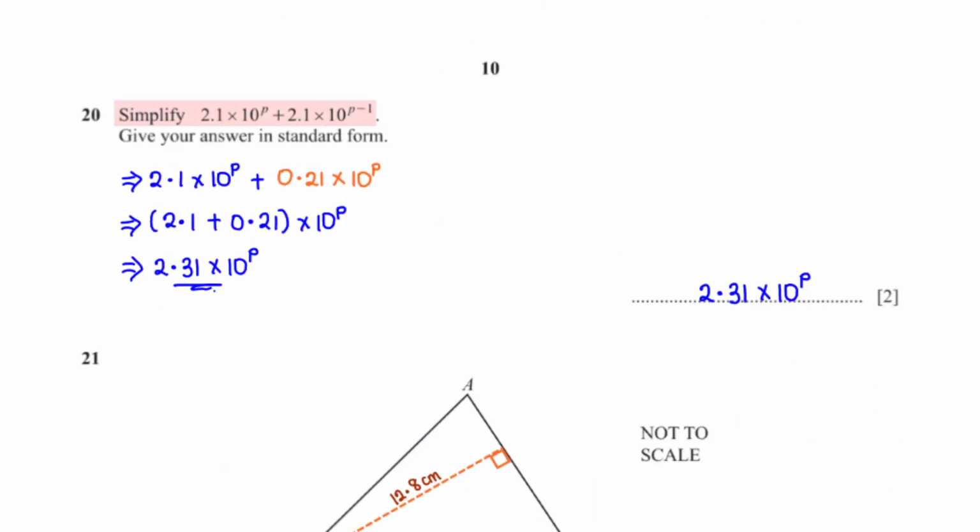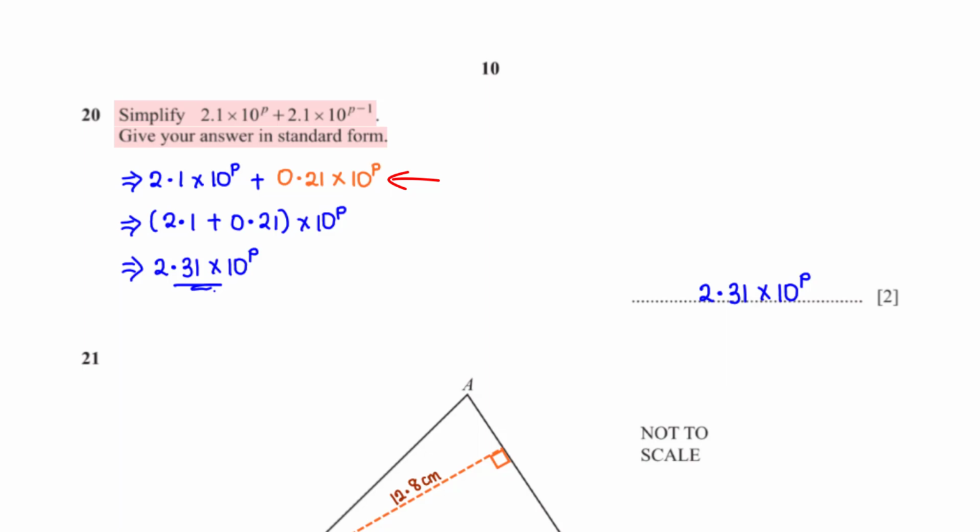Simplify 2.1 times 10 raised to the power p plus 2.1 times 10 raised to the power p minus 1. Give your answer in standard form. To be able to add the two numbers in standard form, we need to ensure that both have the same power of 10. If we multiply 10 raised to the power p minus 1 by 10, we get 10 raised to the power p. This means we also need to divide 2.1 by 10, and this gives us 0.21.